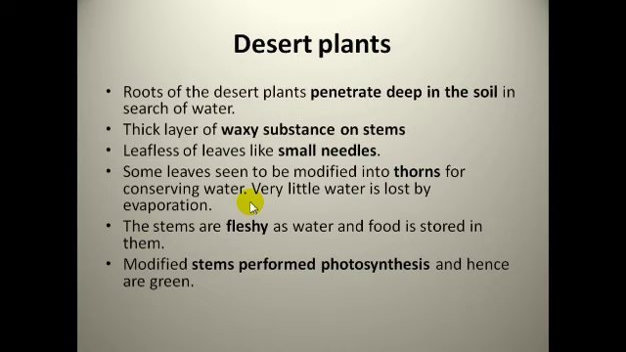So the stems are fleshy, as water and food are stored in them. Some leaves seem to be modified into thorns for conserving water. Very little water is lost by evaporation. So what is the second point? Some leaves seem to be modified into thorns for conserving water. Very little water is lost by evaporation.